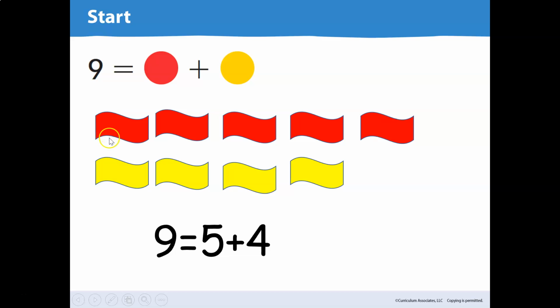There are 9 flags, some are red, and the rest are yellow. So I have 5 red flags and 4 yellow flags. 9 equals 5 plus 4, and that's my number sentence. You could have solved it a different way. Go ahead and pause and tell a grown-up how you solved the problem.